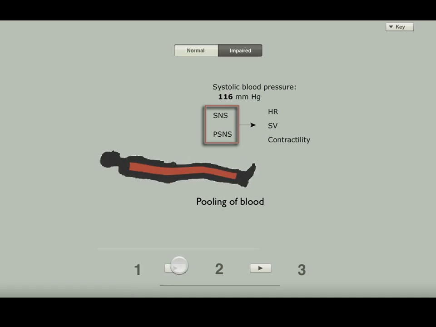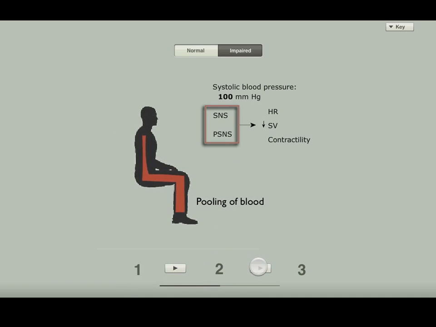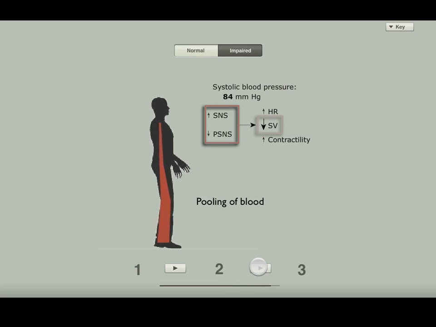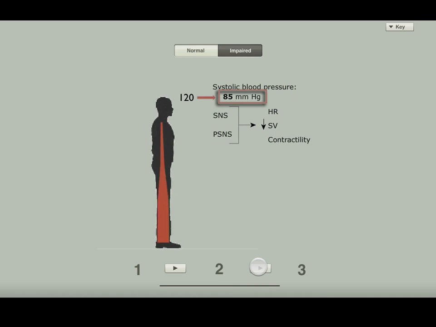With this diminished response, SV is not restored to a normal level. This is indicated by the down arrow that remains next to SV. The blood pressure drops significantly. A drop of at least 20 millimeters of mercury in systolic pressure or 10 millimeters of mercury in diastolic pressure is generally considered significant. In the diagram, systolic blood pressure is shown going from 120 millimeters of mercury lying down to 85 millimeters of mercury standing up. This type of blood pressure drop with postural change is termed orthostatic hypotension.